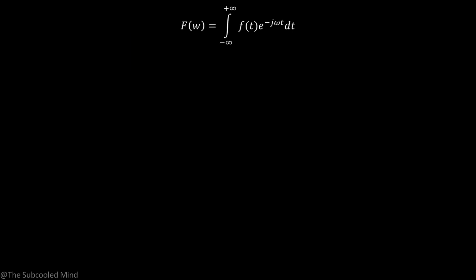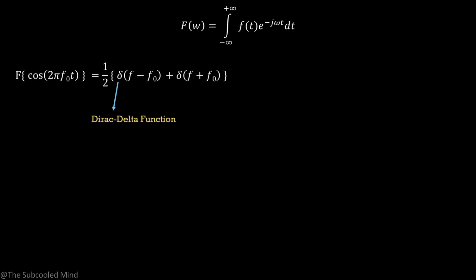Let's look at the Fourier transform of some commonly used signals. This is the Fourier transform of cos(ω₀t). This is the Dirac delta function and it is 0 everywhere except at ω₀. Thus we can show the Fourier transform of a cosine signal as two impulses in the frequency domain. Negative frequencies are only used for mathematical convenience and they do not have any physical meaning.